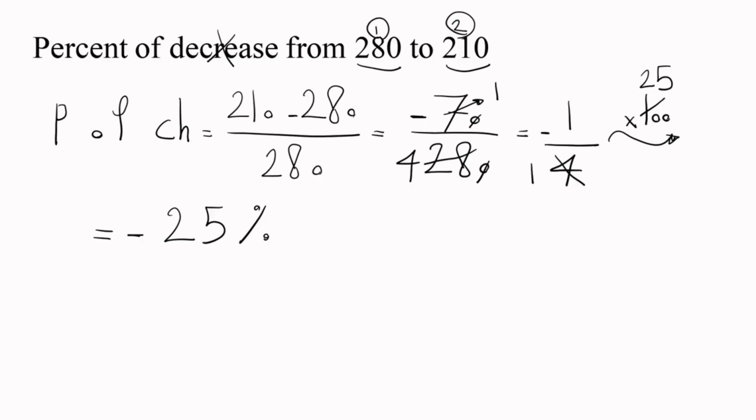It is an increase or decrease because I have a negative sign. It means it is a decrease. And if you pay attention to the question, the first number was 280 and the second number is 210. It is decreasing and it is obvious.